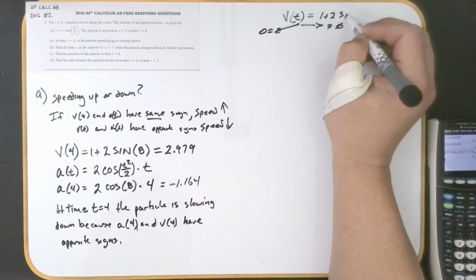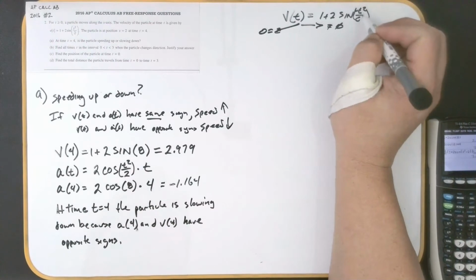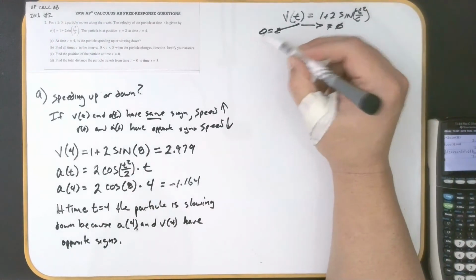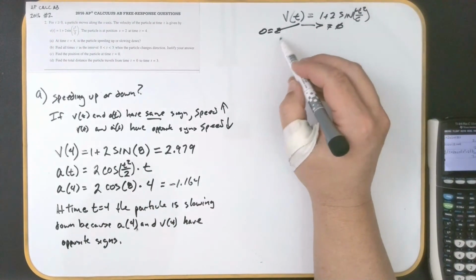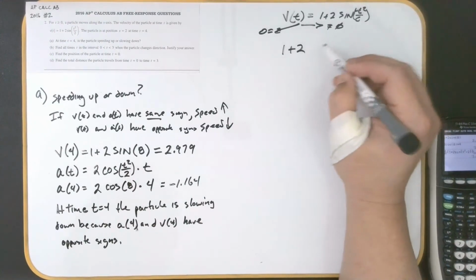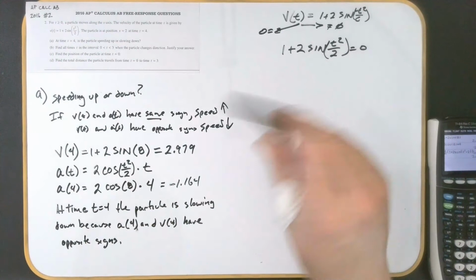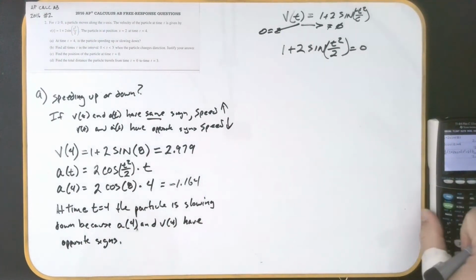It's 1 plus 2 times the sine of t squared over 2. Well, sinusoidal is never undefined, so when does it equal 0? Well, we can just take advantage of our calculator. So when does 1 plus 2 sine of t squared over 2 equal 0?